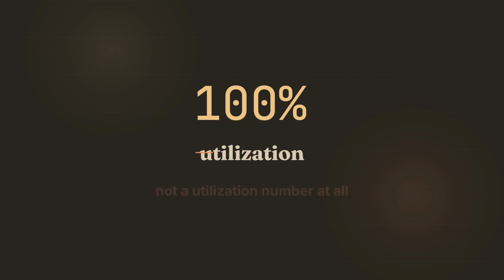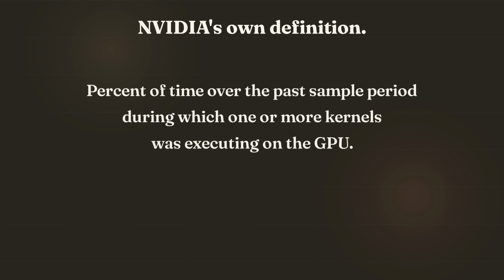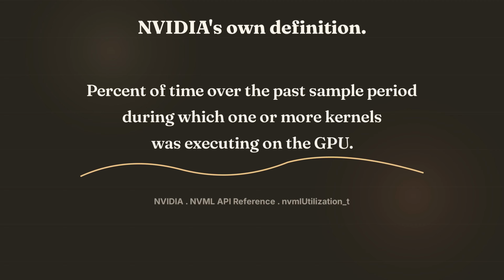That number isn't telling you what you think it is. And honestly, it isn't a utilization number at all. So what does it actually measure? NVIDIA's own documentation defines it in one sentence, and it's on screen. Percent of time over the past sample period during which one or more kernels was executing.